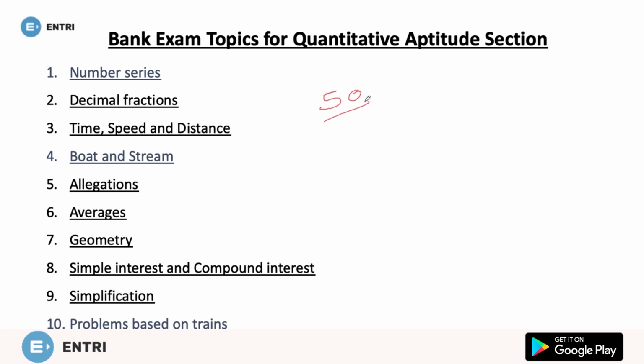The bank exam syllabus contains the following topics for the QA section. First of all comes number series, followed by decimal fractions, then time, speed and distance, boat and stream, alligations and mixtures, averages, geometry, simple and compound interest, simplification, problems based on trains, and profit and loss. Candidates can have a detailed look at the different exams which I have uploaded on the YouTube channel. Please have a look over there.